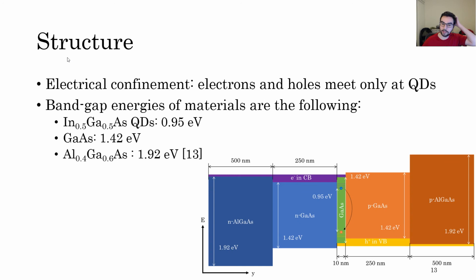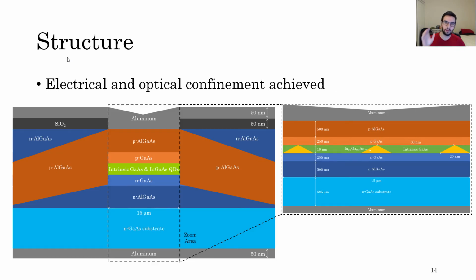Now we can look at the electrical confinement, and this is where electrons and holes should only meet at the quantum dots. The layers of the device actually lead to this because the aluminum gallium arsenide and gallium arsenide have a larger band gap than the quantum dots made out of indium gallium arsenide. You can see in the energy diagram on the right the discrete energy states, with the lowest energy state being at 0.95 eV. On the left is the zoomed out version of our device, and on the right is the zoomed in version.